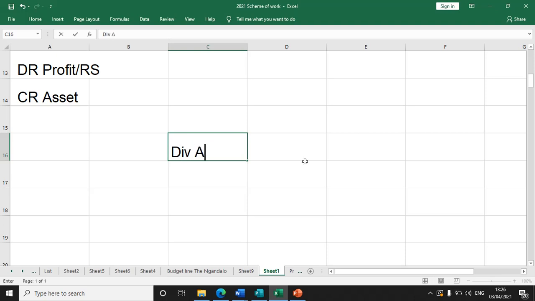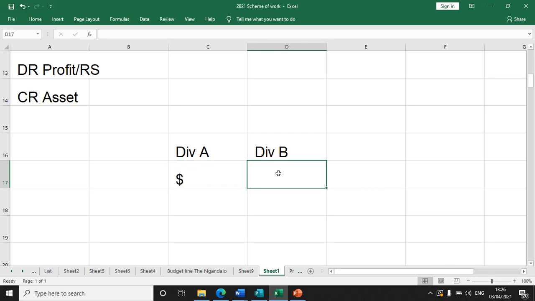Let us write something. So we have got Division A, and then we have got Division B. All right, I'm getting back around. You see, typing skills are not easy to build on, but I think I'm getting back around.